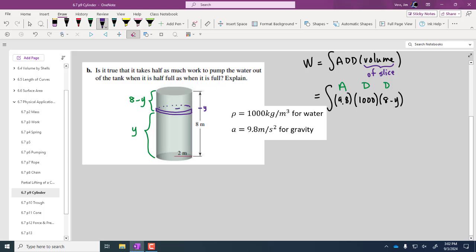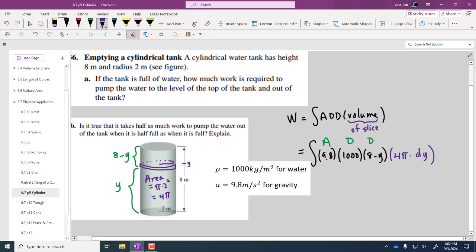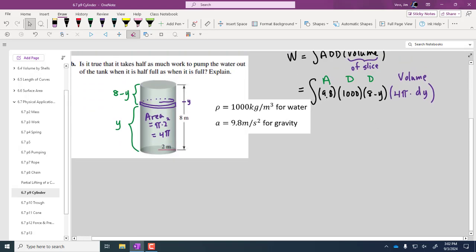So this is 2 meters across. So what is the area of the cross-section? Pi times the radius squared, so 4 pi. So every cross-section will have an area of 4 pi. So that's the area of the cross-section. But then we need to multiply it by the thickness, or the height, but it's a minuscule height, so it's a dy. So that right there is the volume that we are looking for. That is the volume of a representative slice.